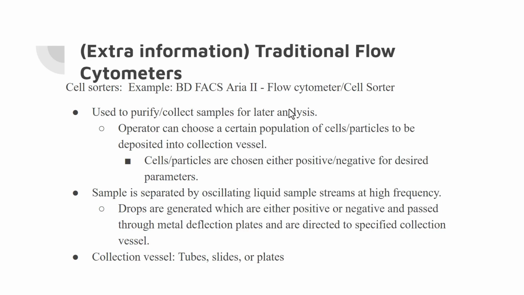So continuing with extra information, specifically the machine that we chose as an example, the BD FACS Aria 2, it's also known as a cell sorter. So it is a flow cytometer, but it's also a cell sorter. Cell sorters are unique in the way that they can actually purify and collect samples for later analysis. So the operator can choose a certain population of cells and particles to be deposited into a collection vessel, which can be interpreted later on. The cells and particles are chosen either positive or negative for the desired parameters.